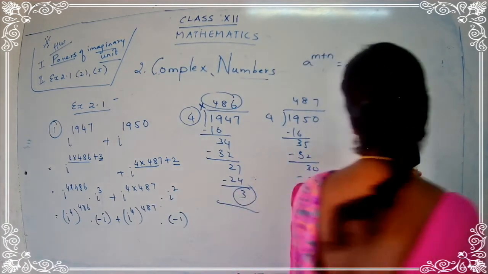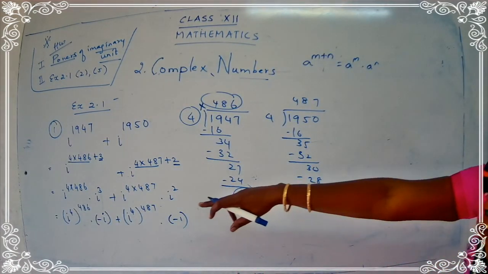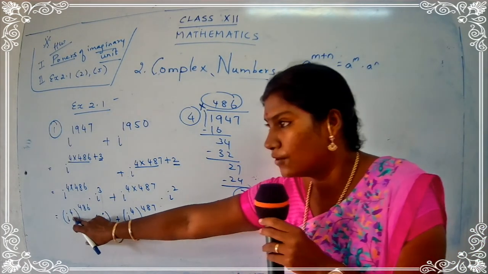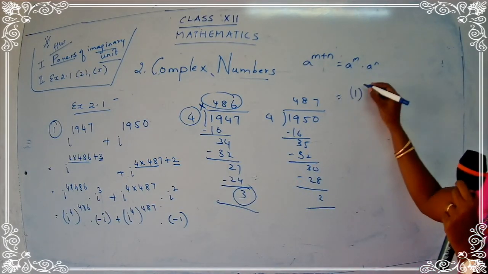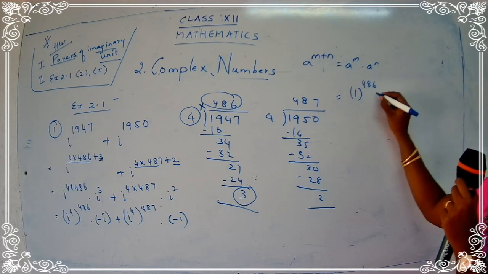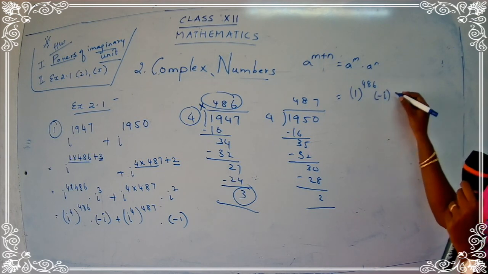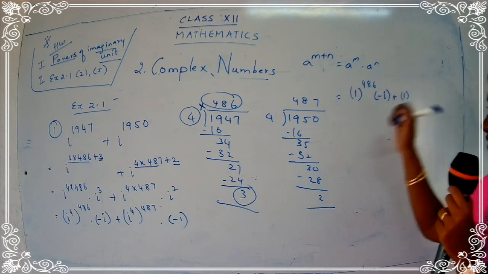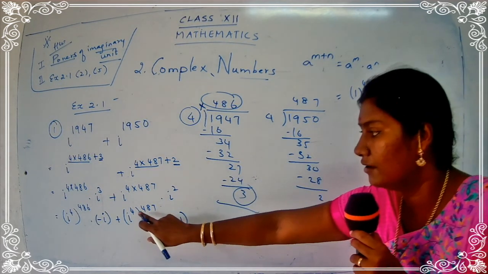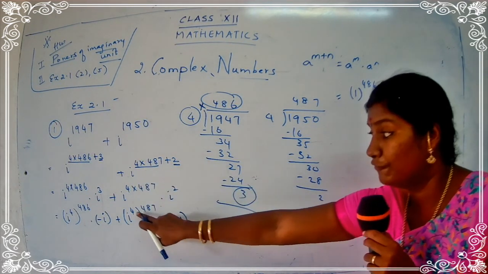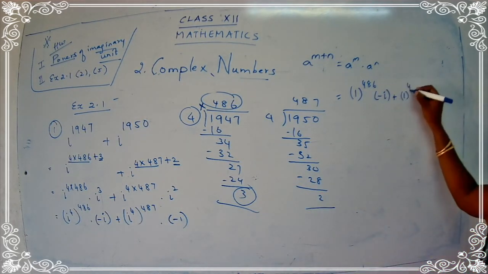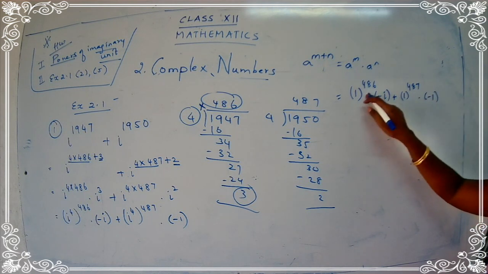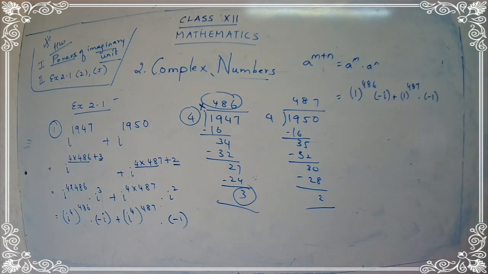Okay, let's continue our sum. What is the value for i raised to 4? It's 1. Remember the value. So 1 raised to 486 minus i plus 1. Again here i raised to 4. That's why I told you that you have to divide whatever numbers are there by 4, so that we will get the answer as 1. So 1 raised to 487 minus 1. Any number raised to 1 is 1.